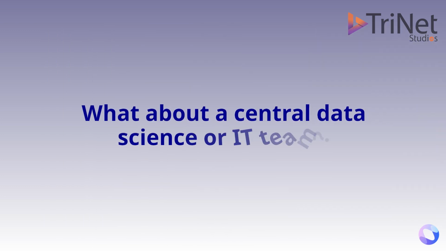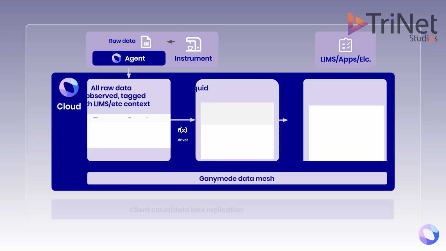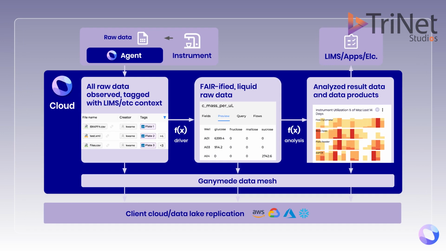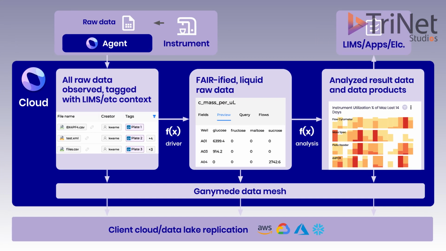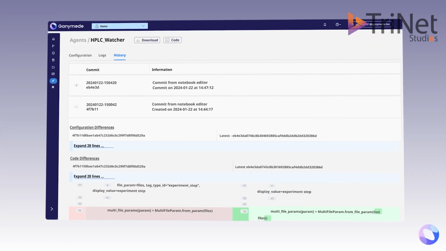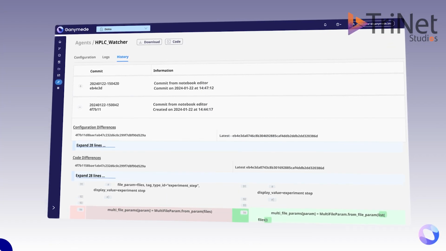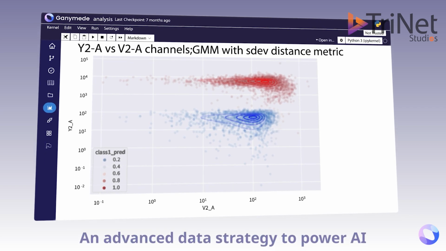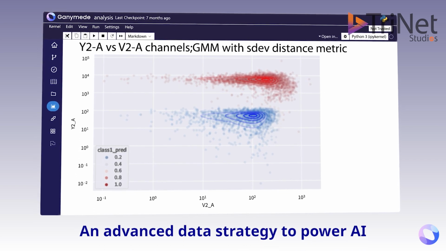What about a central data science or IT team? Every single data point in Ganymede is always fully reproducible and traceable. From analyzed data to raw source data, every version of the logic is saved in a GitHub repo. This forms the basis of an advanced data strategy to power AI.